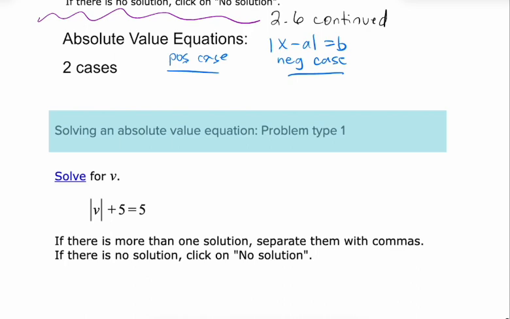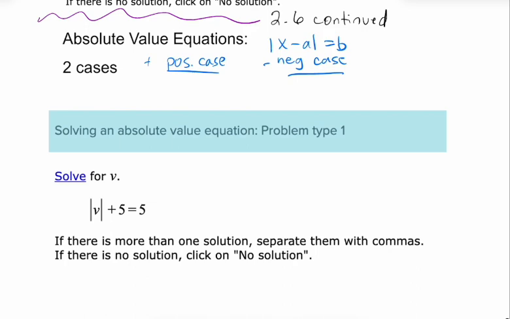Because for absolute values, it is a directional thing. I can get there so many units to the left or so many units to the right, so I can go either direction.